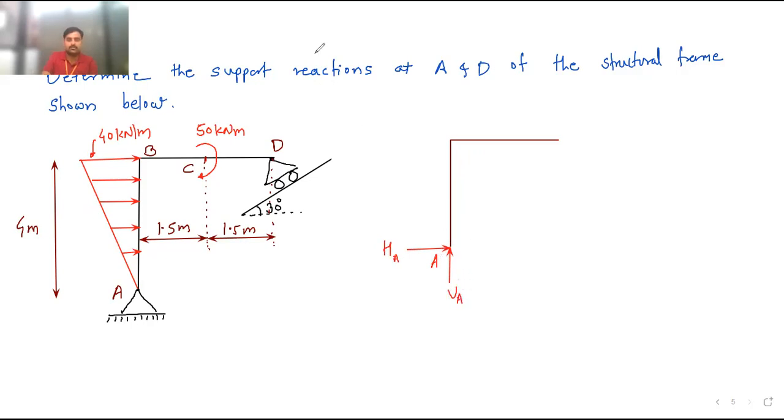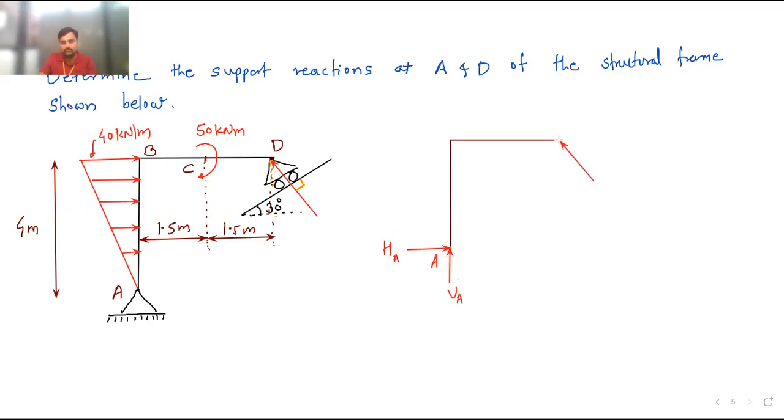Then at this point D, the reaction will be like this. There is only one reaction, but that reaction will be perpendicular to the surface on which the roller rests. So this must be 90 degree. If I drop the perpendicular from this point, and this angle is 30 degree, this angle with vertical is also 30 degree. We have seen in the previous numericals.